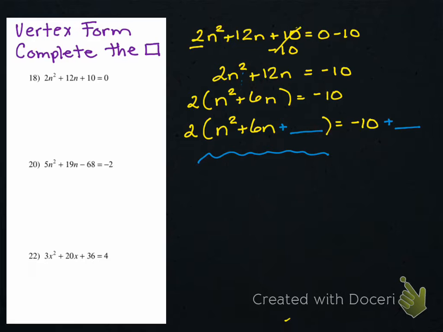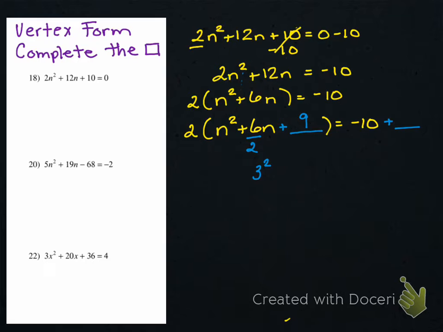So what I need to do, very simply, is figure out what is going to go in that blue space. In order to do that, you take your linear coefficient and divide it by 2. That gives you a 3, right? And then you square that number. 3 squared is 9. So I am going to be adding a 9 into that parenthesis.